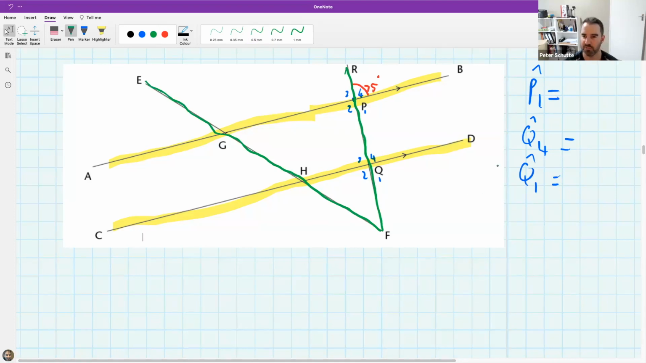Now I want to know, what is P1 going to be? What is Q4 and Q1 going to be? I'm going to say that P1 must be 105 degrees. And the reason it must be 105 is that these two angles are on the same straight line. So 75 plus 105 gives me 180. Now, what do we think Q4 and Q1 are going to be?